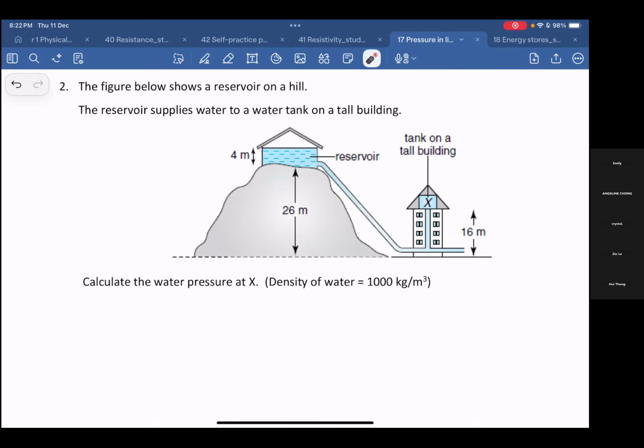Okay, here, the reservoir supplies water to the water tank. Supply to here, and the water tank is here. Calculate the water pressure at X. X is here. So which height do you need to use? From where to where? What is the water pressure acting at point X here? So try. I want to know which depth you are using right now for this case.